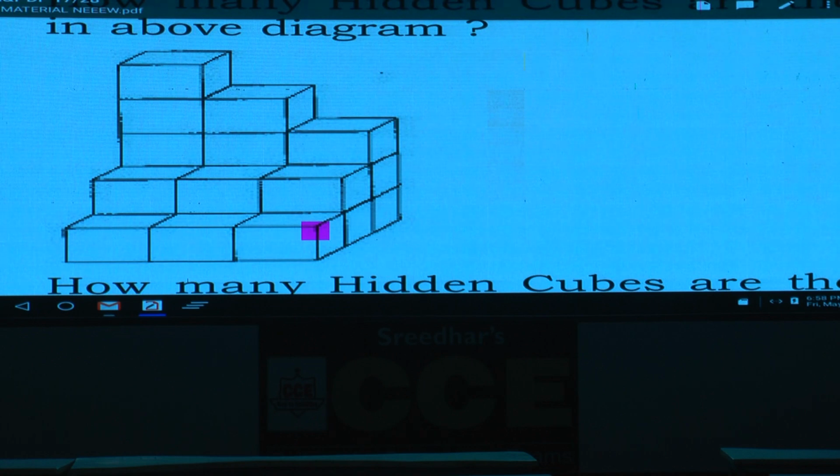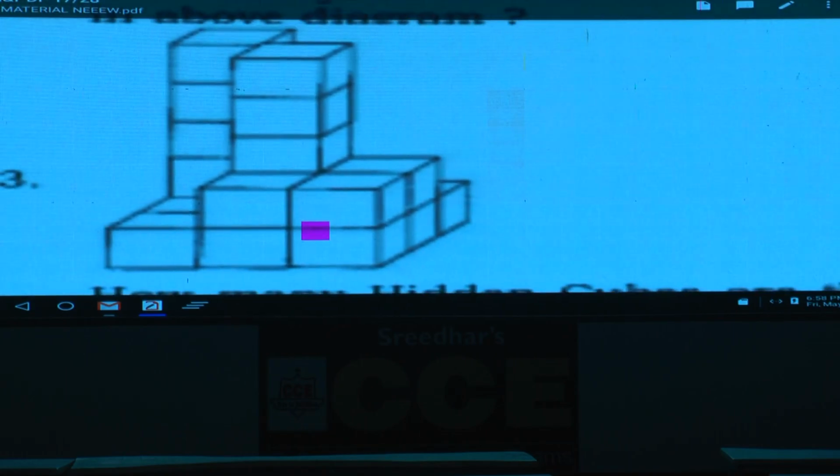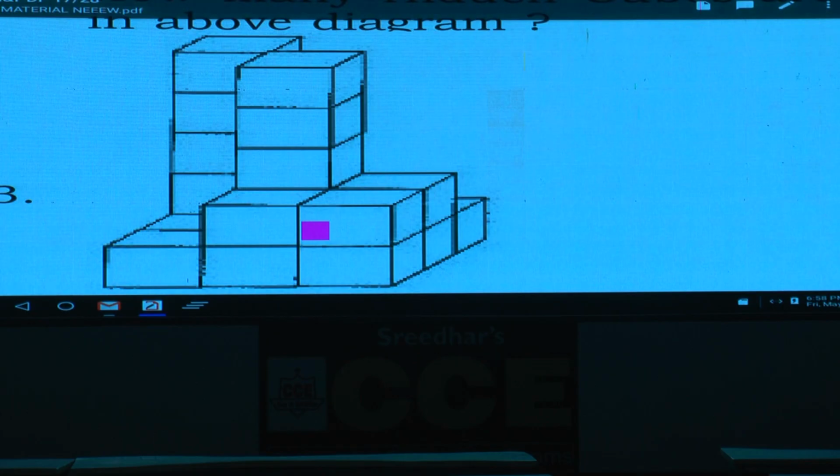First 10 I have explained. Now from 11 to 15 you need to work out first. Then let us discuss about the answers. 12th one done. Then 13. Now 13th one. 4.